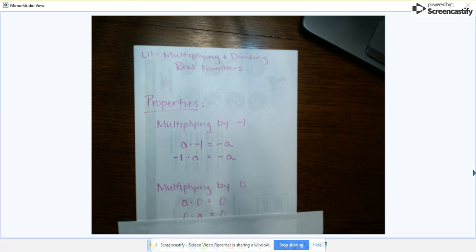Our second property is multiplying by 0. When you multiply by 0, no matter where your 0 is, your solution is always 0.